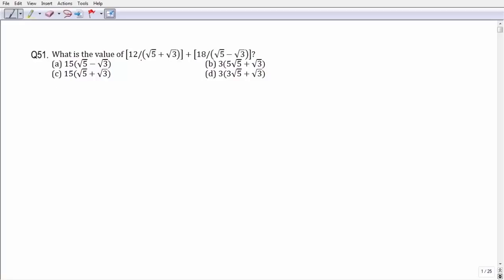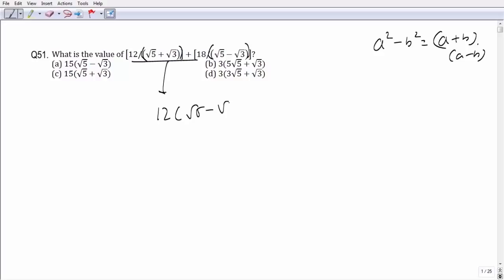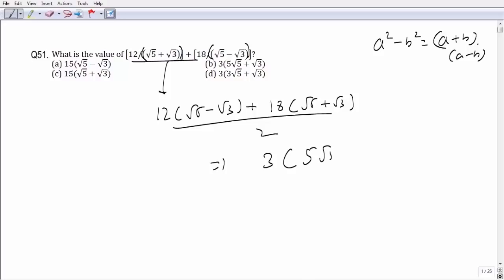Now talking about our first question, to simplify this equation, we can see that the denominator in these two parts of the equation can be seen as a square minus b square, which can be written as a plus b into a minus b. So with that view, we can rewrite the whole equation as 12 into root 5 minus root 3 plus 18 into root 5 plus root 3 by 2. And from this, we'll get our answer as 3, 5 root 5 plus root 3, which leaves behind option number B as your answer.